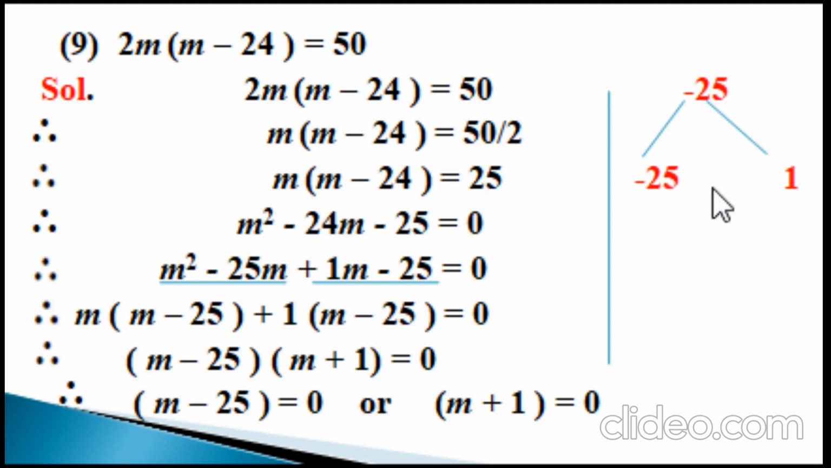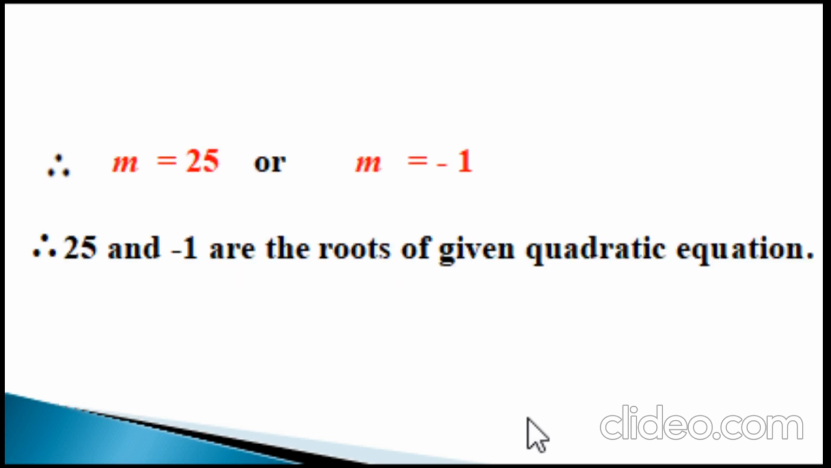Products are minus 25 plus 1. We get m square minus 25 m plus 1 m minus 25 is equal to 0. So m is common, m minus 25 plus 1 m minus 25. So m minus 25 in one bracket, m plus 1 in another bracket. M minus 25 is equal to 0 or m plus 1 is equal to 0. So we get m as 25 or m as minus 1. So these are the roots 25 and minus 1.